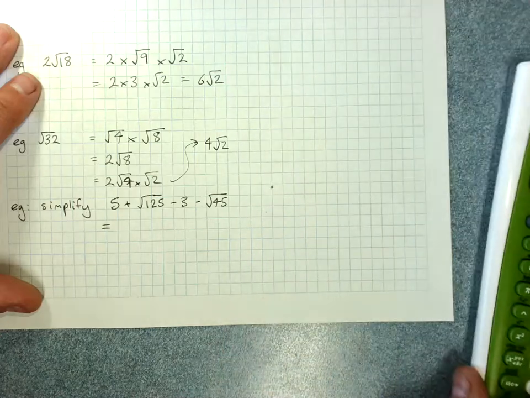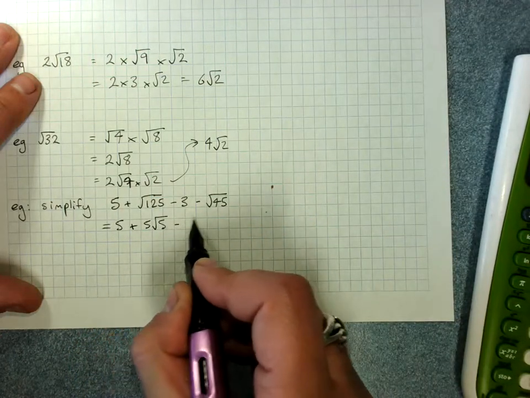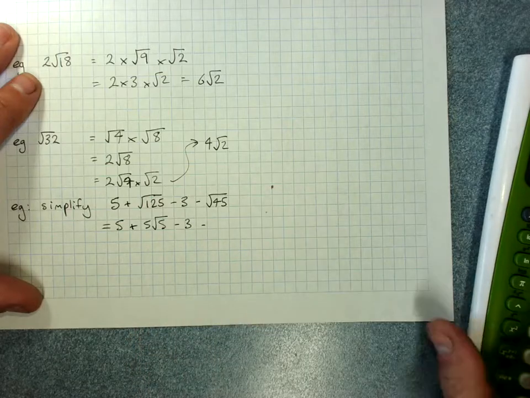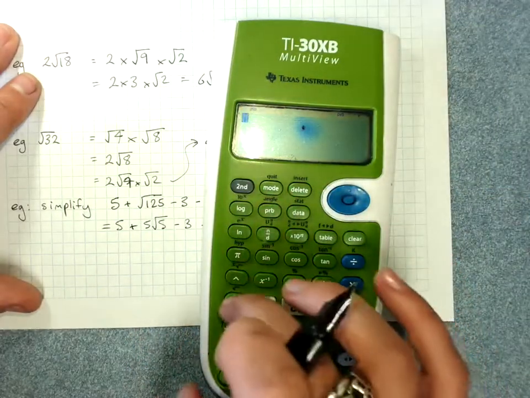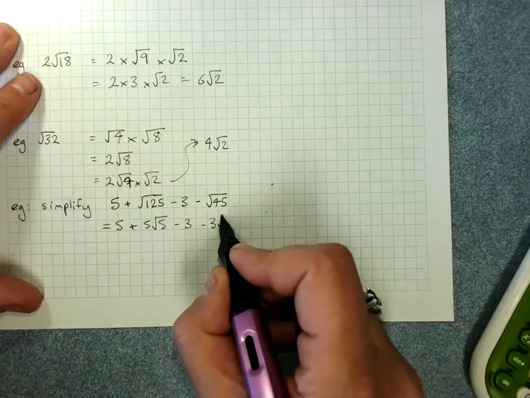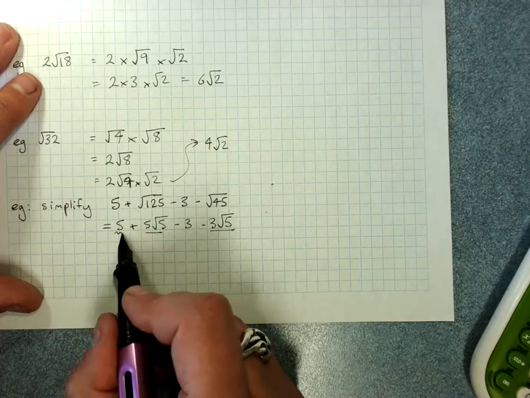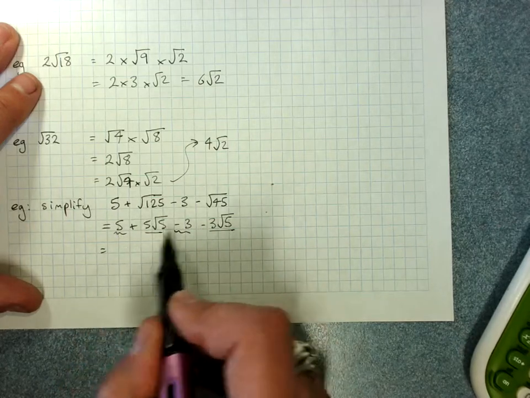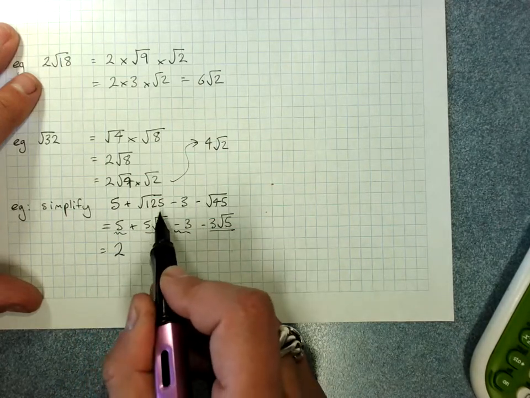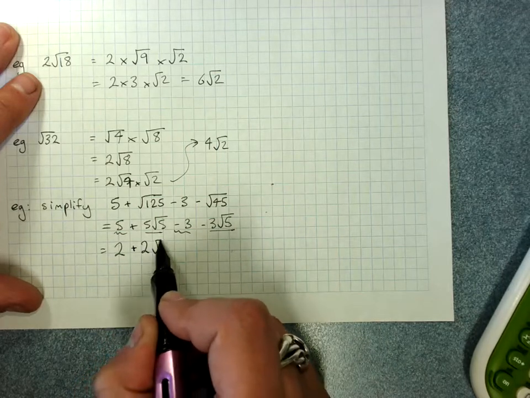5 root 5. So this is 5 plus 5 root 5 minus 3 minus the square root of 45, which is 3 root 5. So our surds are like surds, and these are like terms. 5 minus 3 is 2. 5 root 5 minus 3 root 5 is plus 2 root 5.